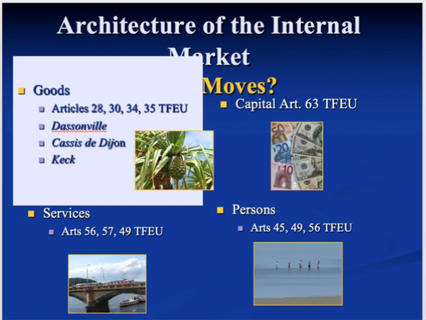So, we already know that the internal market is an area in which factors of production, goods, persons, services, capital, move freely. And here in this lecture, our focus is on the movement of goods, of products. The key treaty provisions here are Articles 28, 30, 34 and 35 TFEU.